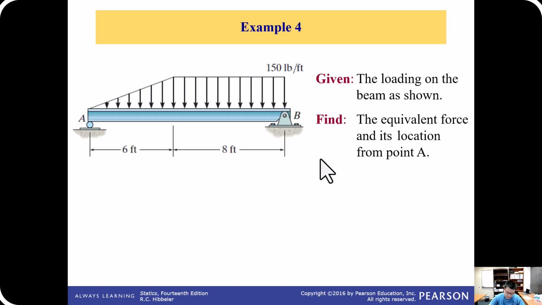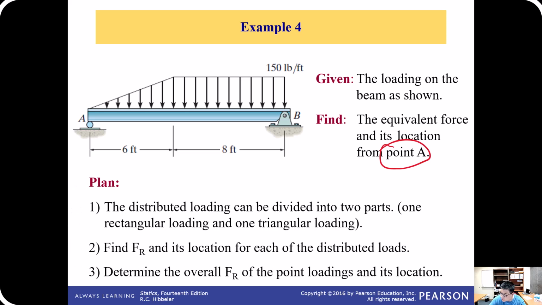Let's take a look at another very similar example. Given the loading on the beam, find the equivalent force and its location from point A. First, we need to convert the distributed load, which can be divided into 2 parts. One is a rectangular loading and one is a triangular loading. Find the FR and the location for each of the distributed loads, and then determine the overall FR and the point loading and its location.